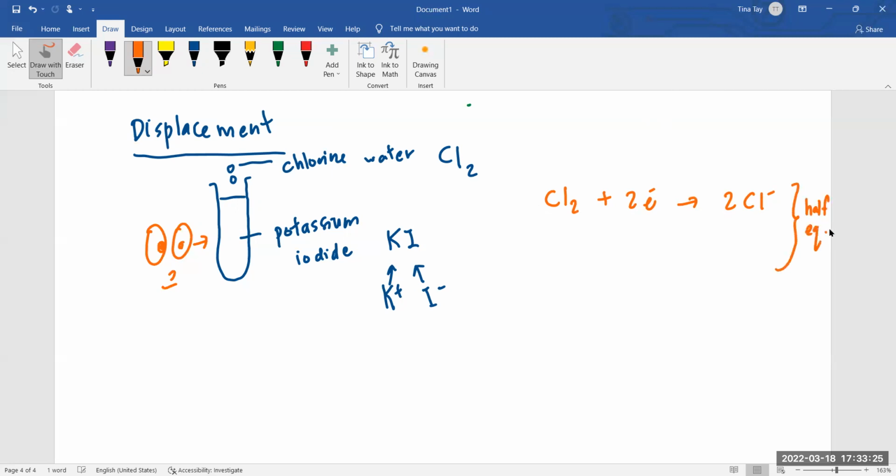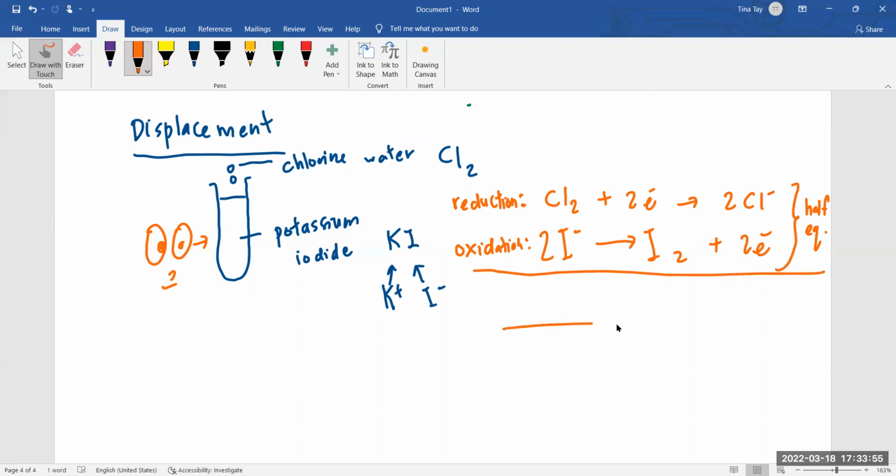Okay. Iodide says, okay, take the electron. So iodide changes back to iodine. This is gain of electron, reduction. Do you remember? This is loss of electron, oxidation. Both of these are called half equations. Please write this down.